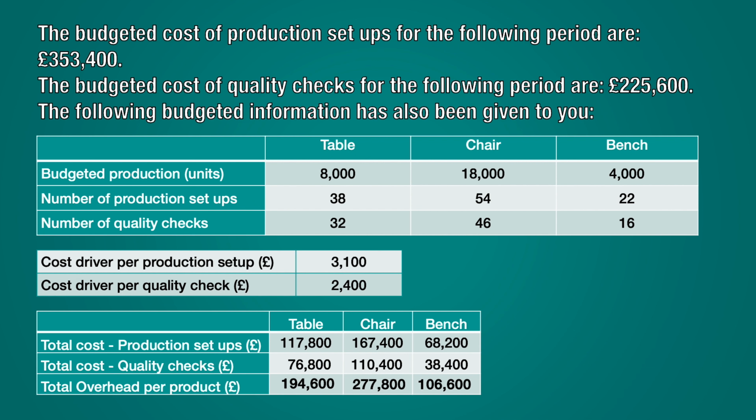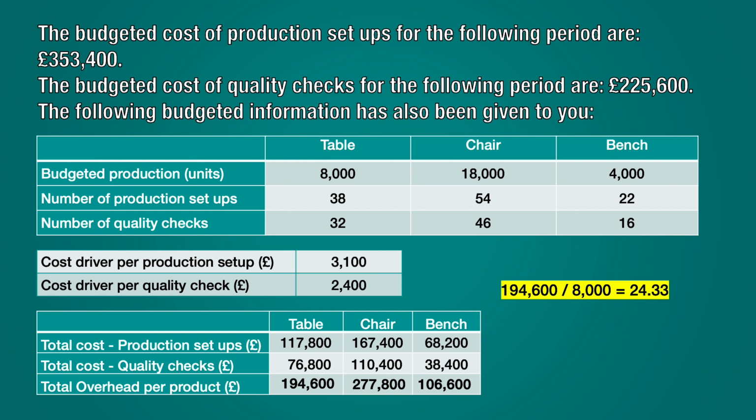Our next task is to calculate the overhead recovery rate per unit. To do this, we take our overhead per product and divide this by the total units for each product. This would be as follows. So the table would be 194,600 divided by 8,000 units.